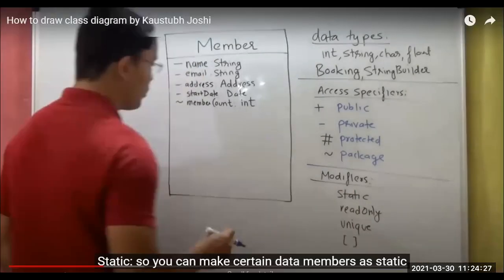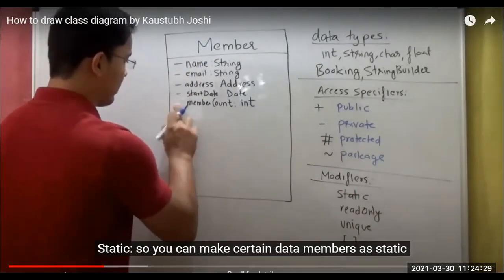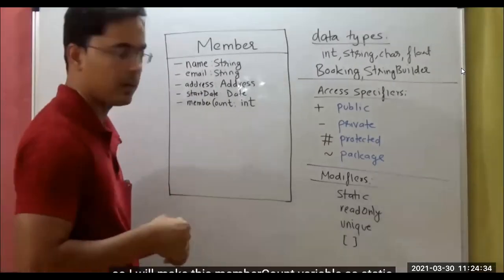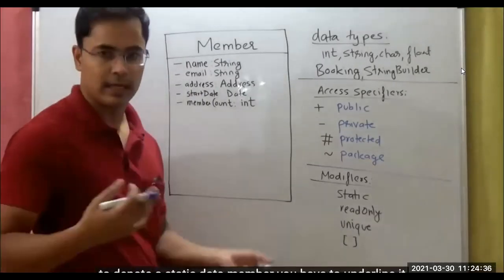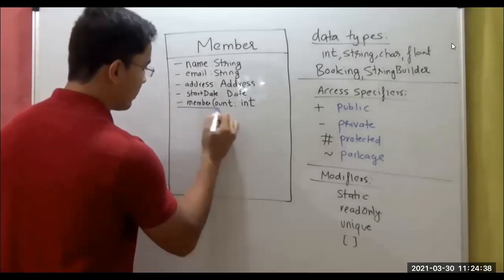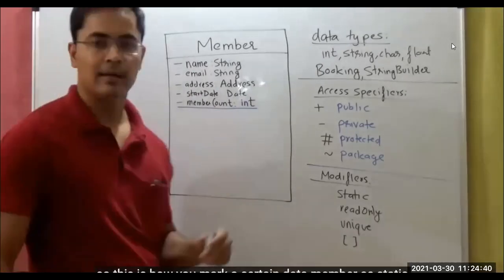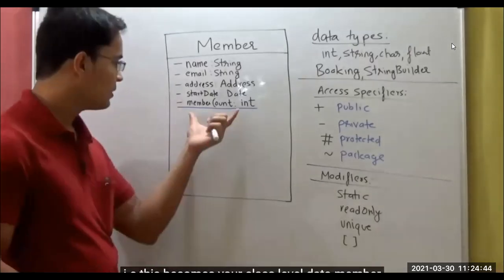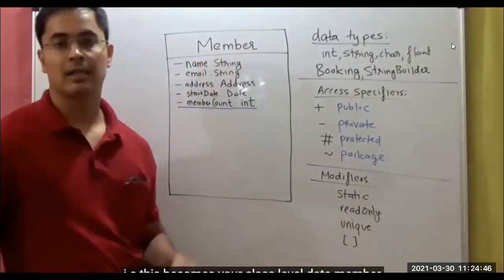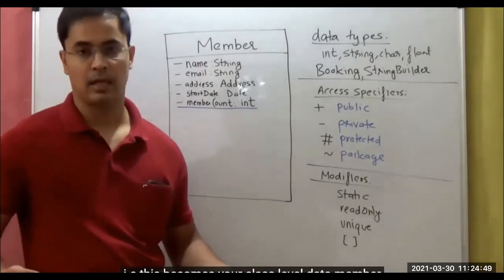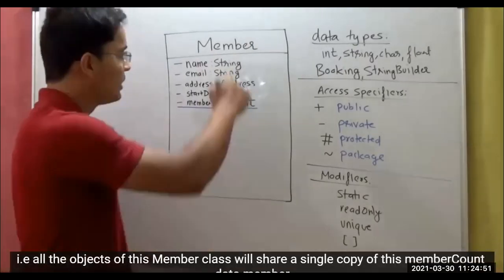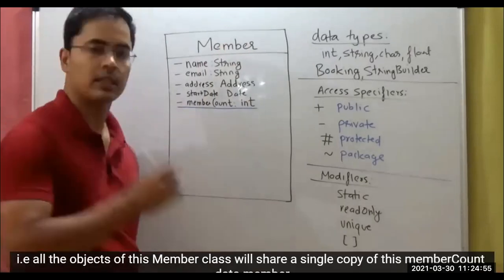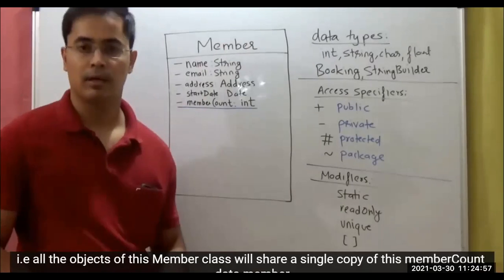Static. So you can make certain data members static. So I'll make this member count variable static. To denote a static data member, you have to underline it. So this is how you make a certain data member static. What it means is that this becomes your class level data member. That means all the objects of this Member class will share a single instance, a single copy of this static data member, count.